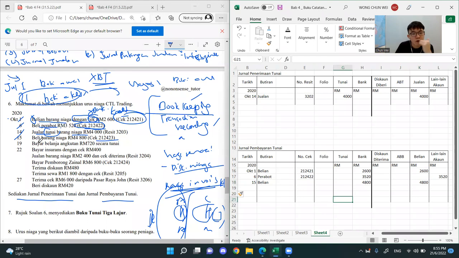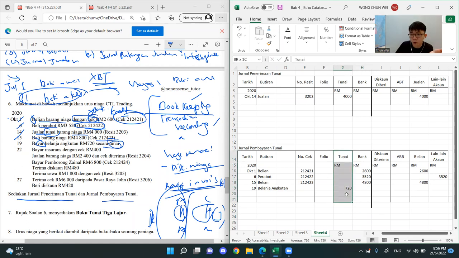Now look at 16. You bayar belanja angkutan 720 ringgit secara tunai. So you bayar secara tunai, memang pembayaran tunai lah. Okay, so 19. Okay, for what? Put your run. So you write belanja angkutan. Okay, because this is a belanja angkutan. Eh, tadi punya nombor cek, remember to put in lah. So 212423. Okay, so this belanja angkutan dengan tunai. Nampak tak? Secara tunai. So now under tunai here, you put the figure. How much? 720.